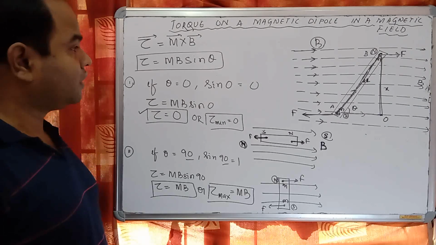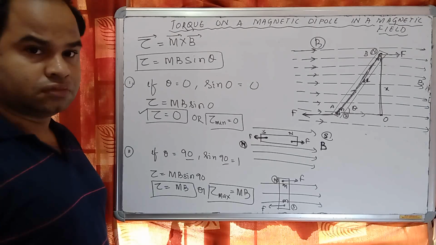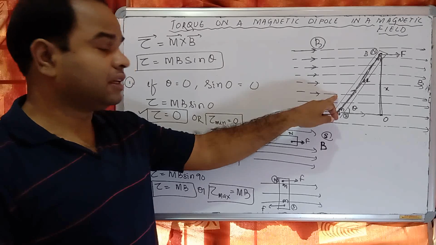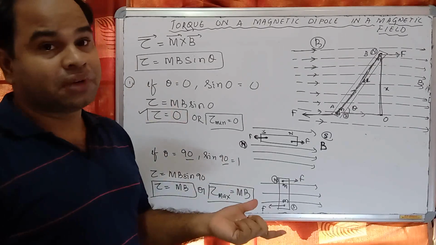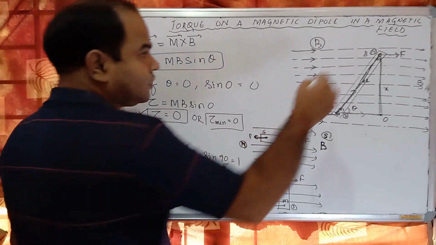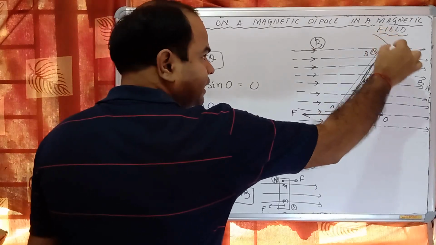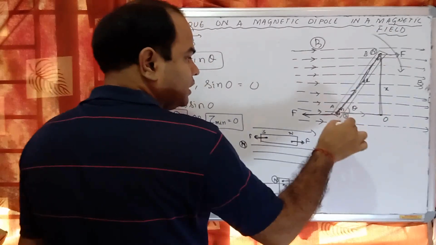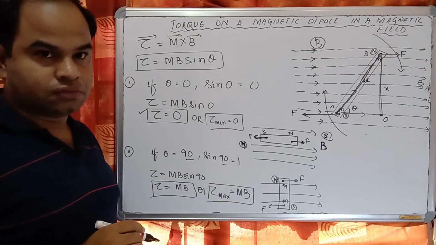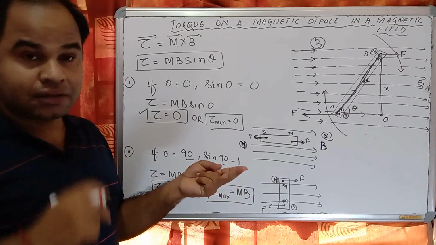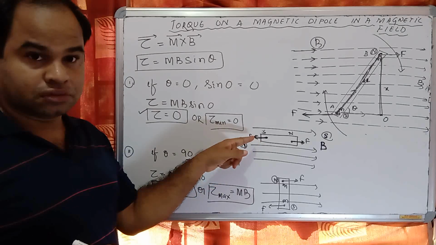Again, this torque which is acting on the bar magnet tries to rotate the bar magnet in this direction. That means it tries to rotate the bar magnet in this direction to bring the bar magnet to this position, because this is a stable position.